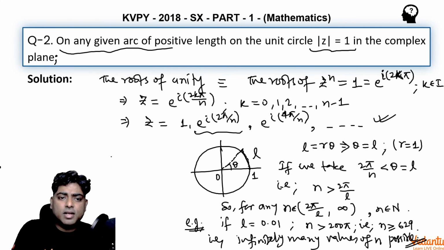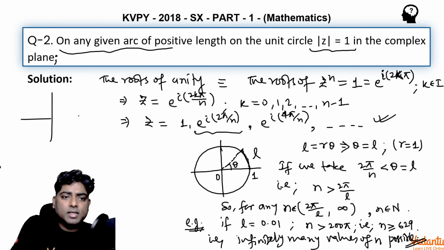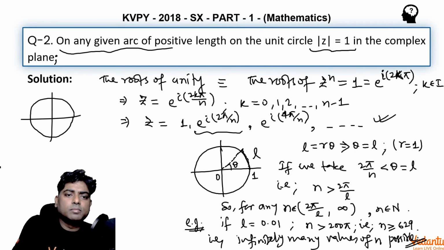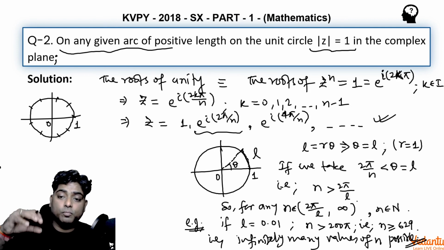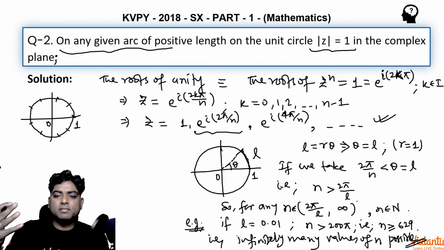See, the roots of unity are basically symmetrically distributed on this circle. So if you take any arc, we can increase n correspondingly. For any given arc length L, we have to take n greater than 2π/L, any n in the interval 2π/L to infinity. So infinitely many values of n, and correspondingly infinitely many roots of unity will fall upon that.